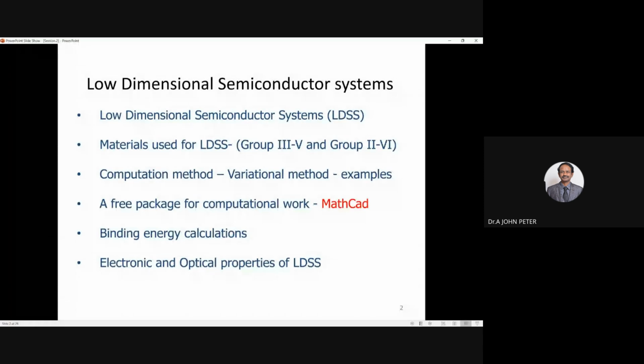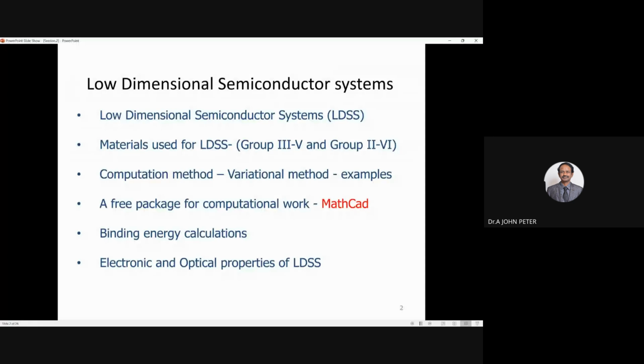We are going to have a computation method. We are going to use the variational principle. With this computation method, you are going to obtain the binding energy value. The free package which is available on the net is nothing but MathCad. You type MathCad, it's freely available. You can download and use it with the help of the help file. Help will be there at the end. I'll also show how to write it. Okay. Now, what are the necessities?